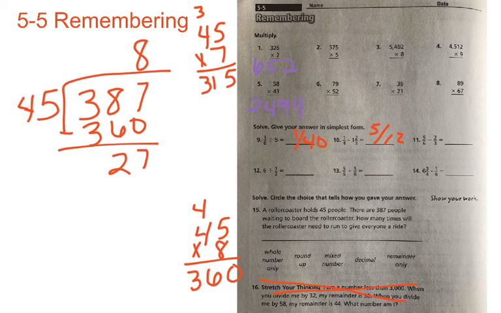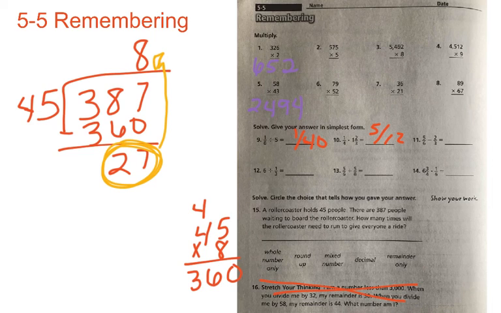Now, we can stop here and then talk about what our answer is. Well, we know that in order for most of the people to get through the ride, you're going to have to run it 8 times. But then you still have 27 people who haven't gotten to go. So you're going to have to look at your answer and you're going to have to run one more time. 8's not going to be enough because you're going to leave 27 people out. So you're going to have to run the roller coaster 9 times. And this one is one where we round up. So we have to run the roller coaster 9 times.